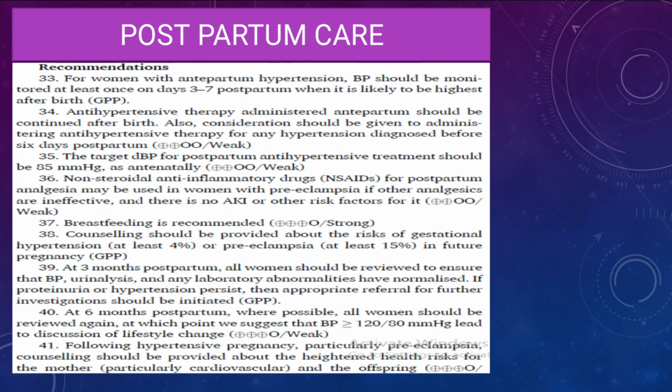Breastfeeding is recommended. Counseling should be provided regarding the risk of gestational hypertension or preeclampsia in a future pregnancy; there is a 15% chance in future pregnancy. At 3 months postpartum, all women should be reviewed to ensure that BP, urine analysis and laboratory tests are normal. After 3 months, BP should be checked twice daily. Then at 6 months postpartum, BP should be normal, around 120, with explicit counseling about the risk following hypertension in pregnancy.